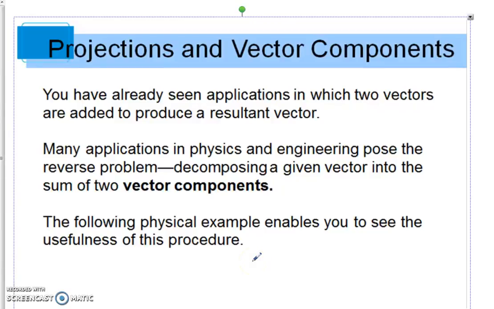Today we're going to look at projections and vector components. You've already seen applications in which two vectors are added together to get a resultant vector. Today we're going to take those apart, if you would, and decompose a vector into the sum of its two vector components. So we're going to look at the two vectors in essence that make up that one. And we'll see a couple of applications with this as well in the next video.